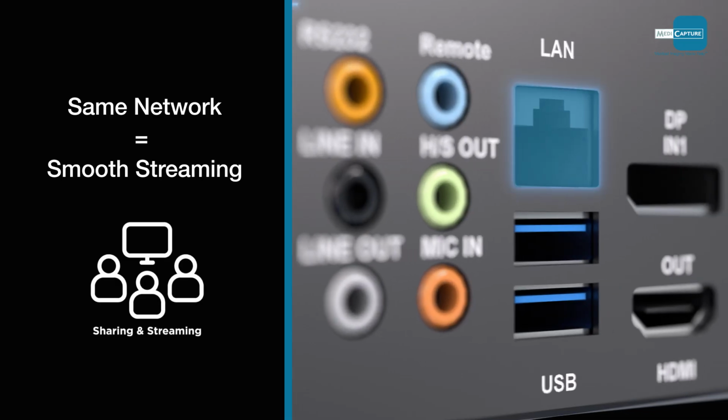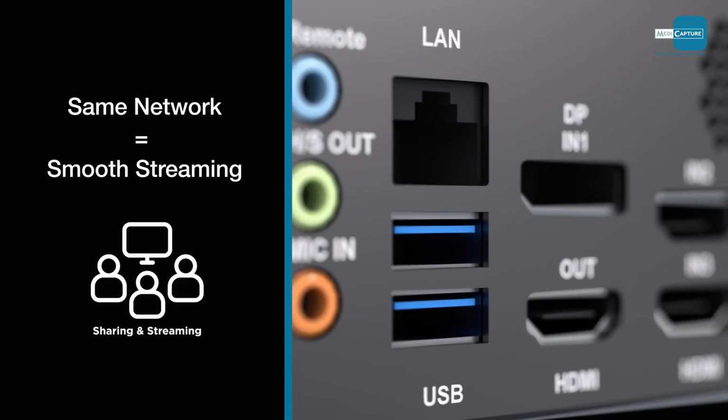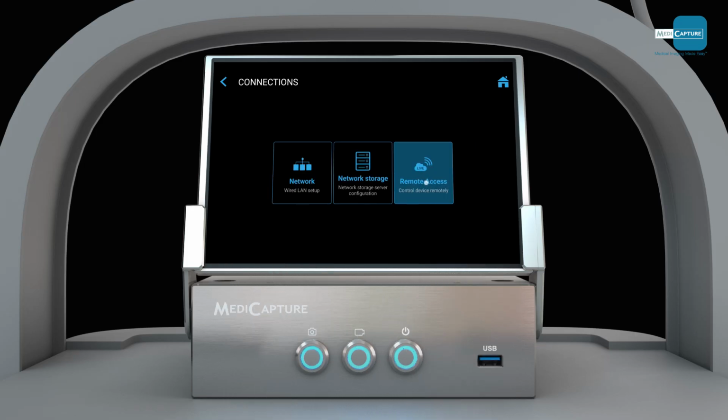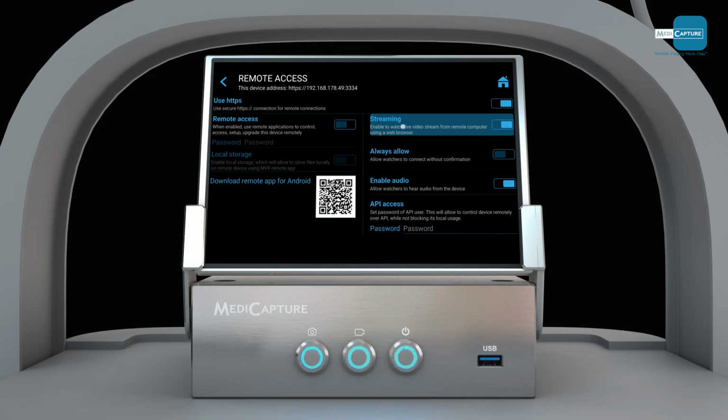Verify the recorder is on the same network, Wi-Fi or LAN, as your viewer's laptop, tablet, or phone. Open Connections, select Remote Access, and enable streaming. For security, leave Require Approval on so you can approve each viewer.